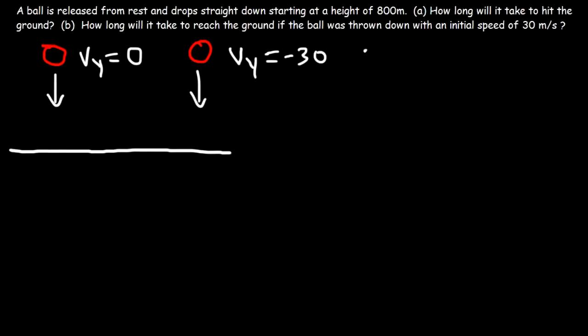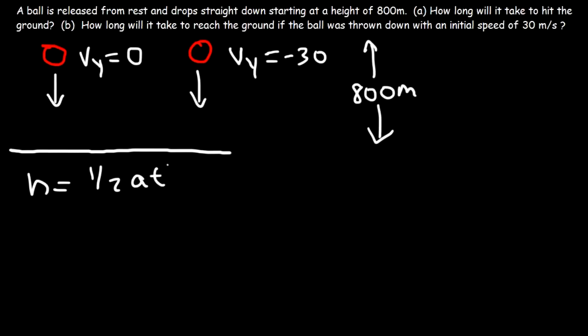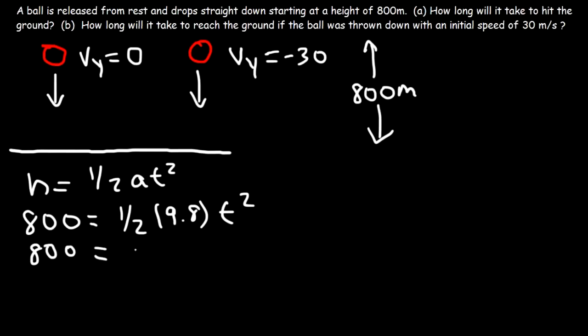In each case, the height is 800 meters. So what can we do to find the time it takes for it to hit the ground? In the first example, you can simply use the equation h is equal to 1/2 at squared. H is 800. The acceleration is 9.8. And we can solve for t. Half of 9.8 is 4.9. 800 divided by 4.9.